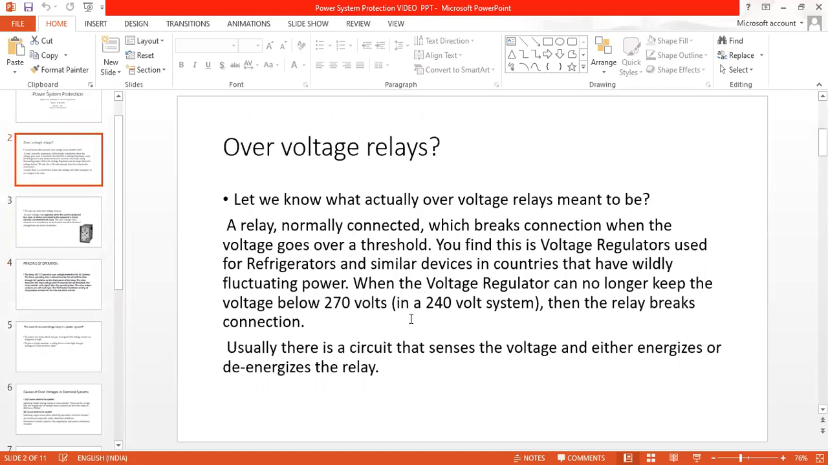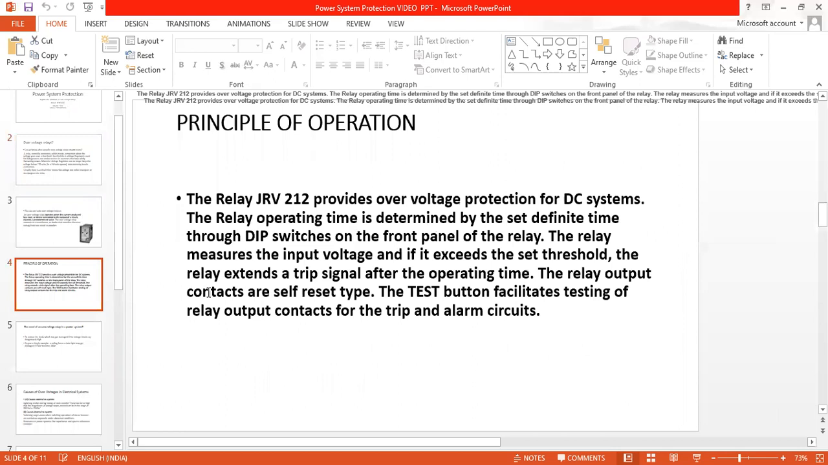Let me note that these work only in the range of 270 volts, where the relay breaks the connection when the voltage goes much higher. Usually there is a circuit that senses the voltage and either energizes or de-energizes the relay. That's the principle of operation, where the test button facilitates testing of the relay output contacts for the trip and alarm circuits.